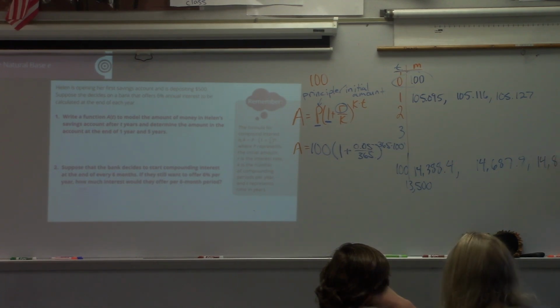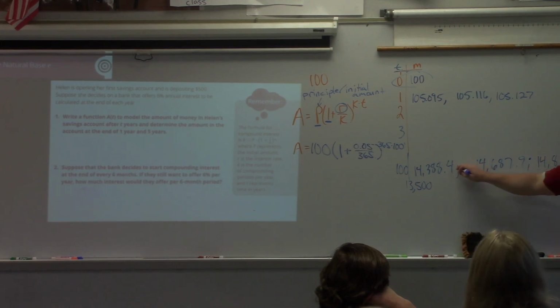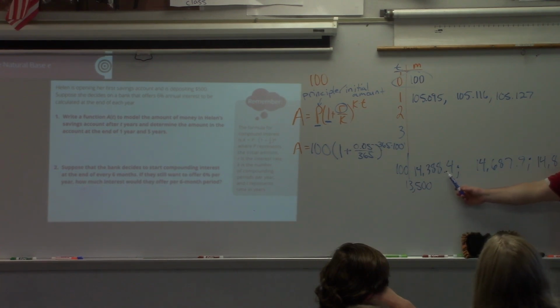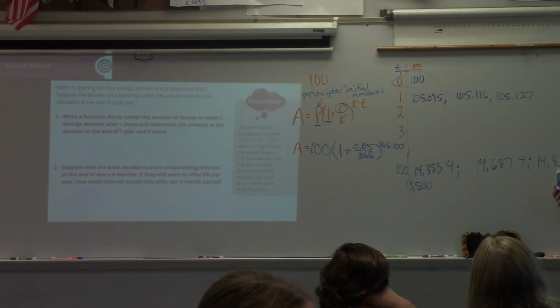14,800 and what? 36.2. So once again, did the amount of money increase? Yes. I do want to point this out though. It's still increasing, but is it increasing as quickly? No. It went up almost $1,000, then it went up about $300, now it's less than $200. There's a limiting factor. And that's what we're about to talk about.